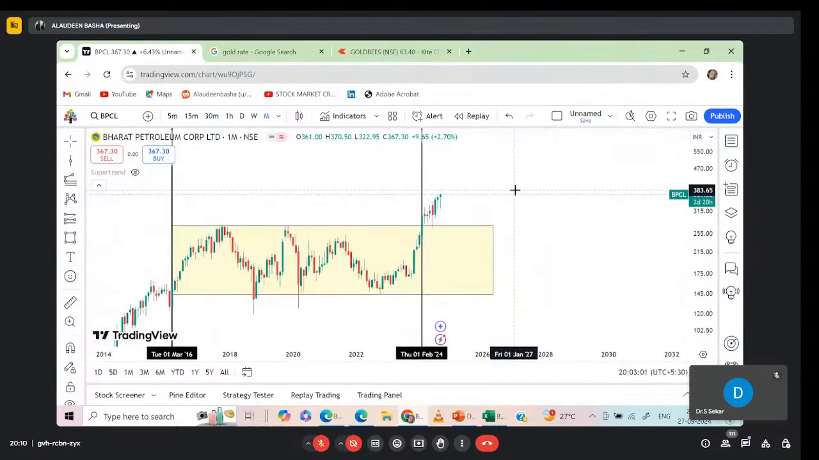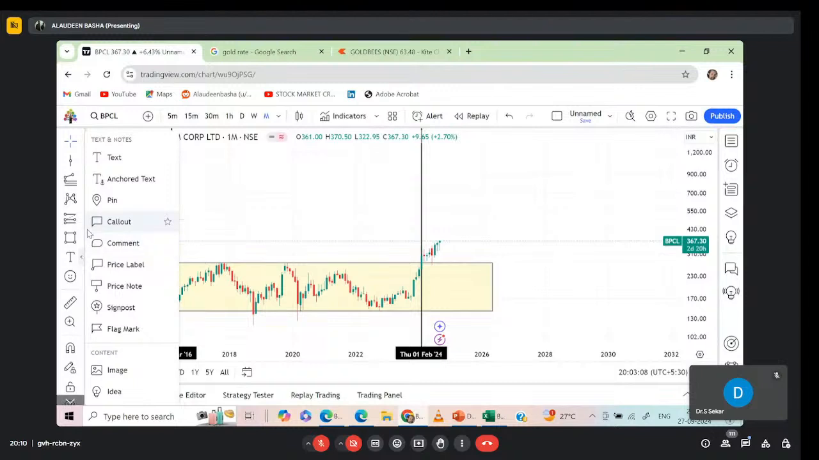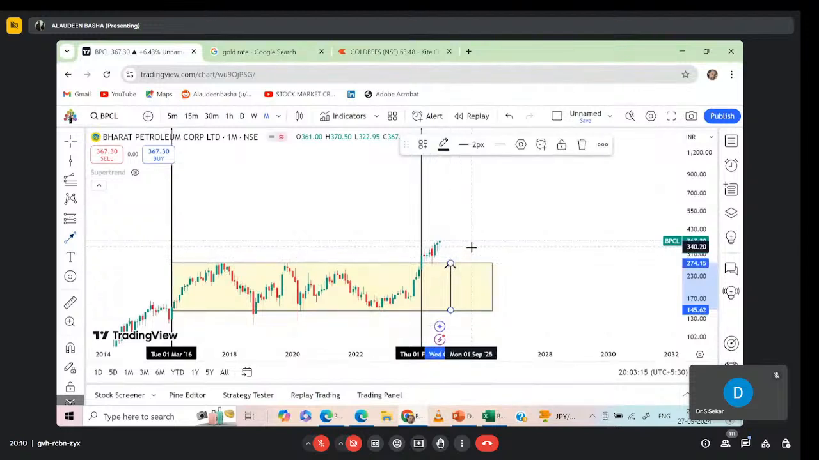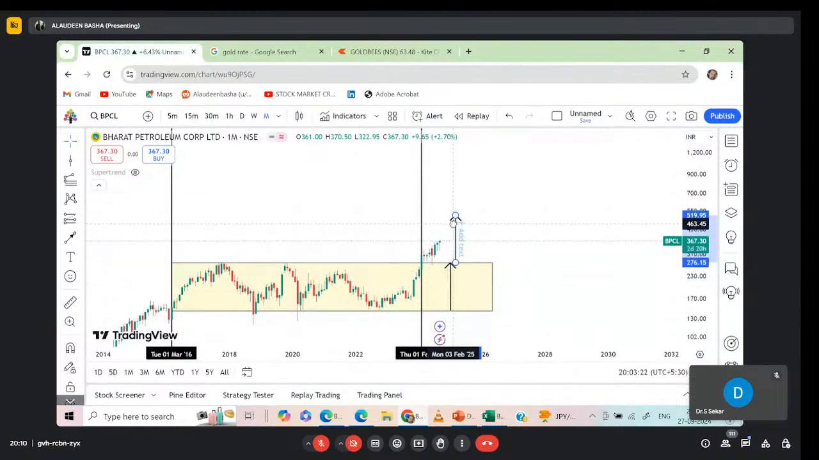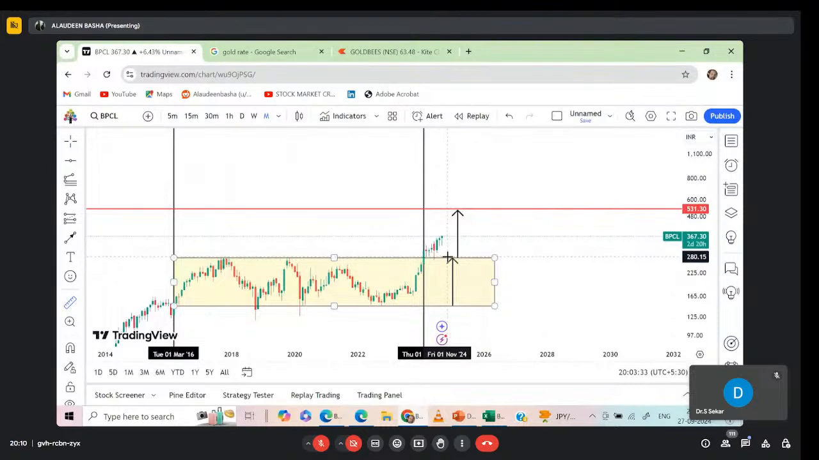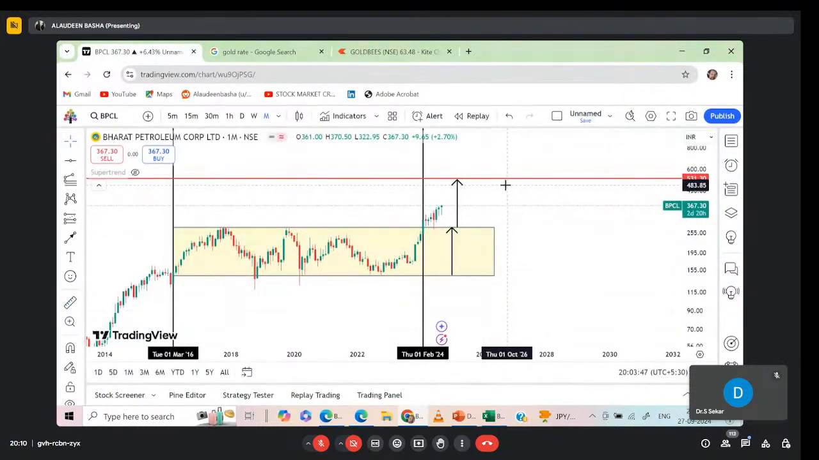You can invest in BPCL. Definitely, it will move at least the same percentage. I will show you. At least if you buy here, you get 50%, or if you buy at the retracement, definitely you get 80 to 90%, because it's a breakout from 2016 to 2024.